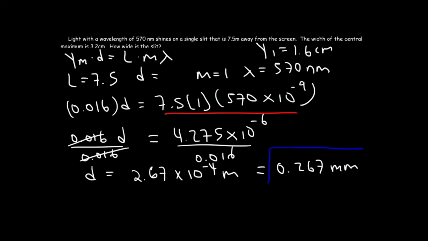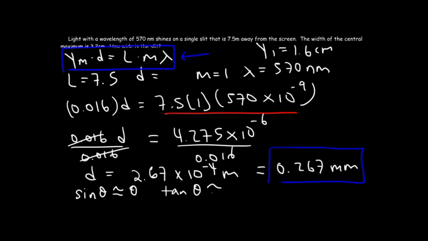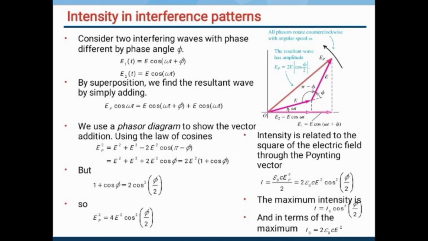So we almost get the same answer, but the first equation is probably more exact, because this one is based on saying that sine theta is approximately theta, and also tangent theta is approximately theta, which is basically true if theta is very small.